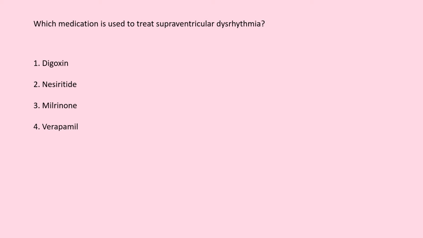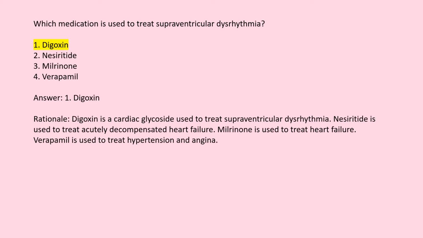Which medication is used to treat supraventricular dysrhythmia? 1. Digoxin. 2. Nesiritide. 3. Milrinone. 4. Verapamil. Answer. 1. Digoxin. Rationale. Digoxin is a cardiac glycoside used to treat supraventricular dysrhythmia. Nesiritide is used to treat acutely decompensated heart failure. Milrinone is used to treat heart failure. Verapamil is used to treat hypertension and angina.